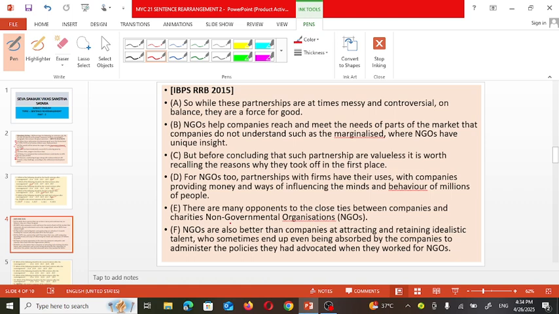non-governmental organizations. Non-governmental means NGOs. NGOs are also better than the companies at attracting and retaining idealistic talent, who sometimes end up even being absorbed by the companies to administer the policies they have advocated when they work for NGOs. So, like this, these six sentences you are able to observe here.